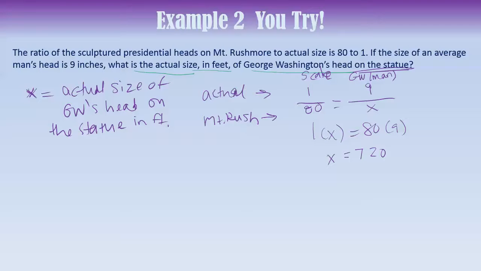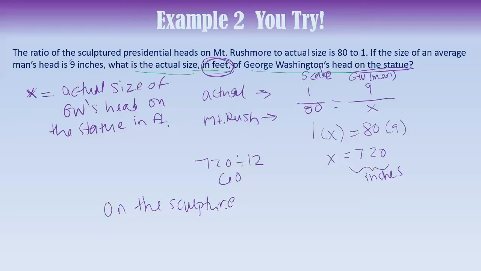Let's think back. You think his head is 720 feet high? That doesn't make sense. So let's look back. This says 9 inches. Right? So if we're using inches in our equation, that means this answer is in inches. Right? And we'd like to know our answer in feet. So we need to say 720 divided by 12 ends up being 60. So we know it's 60 feet. So on the sculpture, GW's head is 60 feet tall. That's still pretty darn tall.